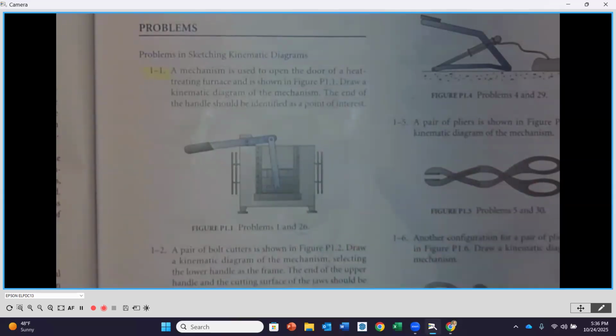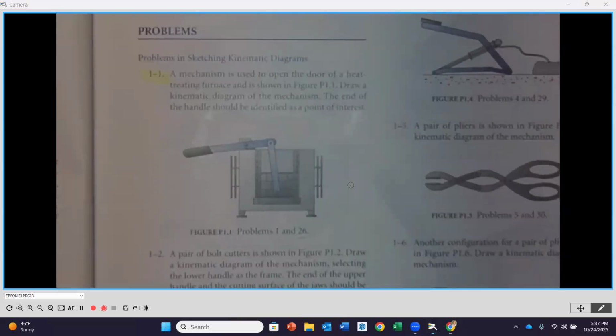Okay, so as we look here, are there any questions on how to represent this particular problem using our standard kinematic symbols and such? And it's open for everybody to ask. So I just want to make sure. If not, I don't want to waste anybody's time. Okay, I'm watching the chat. I'm not seeing anything.